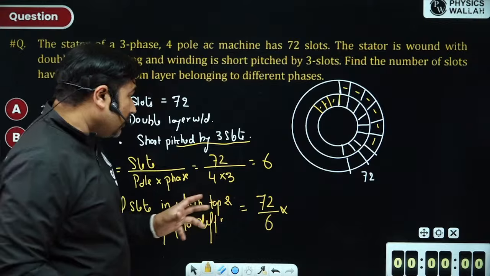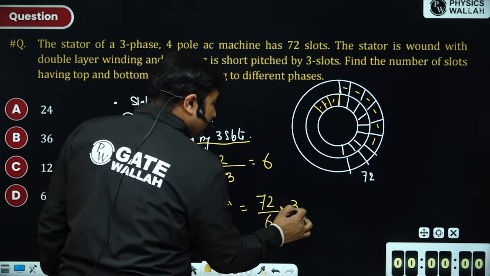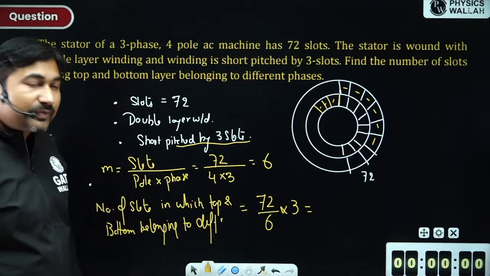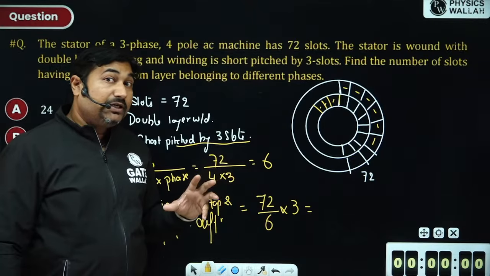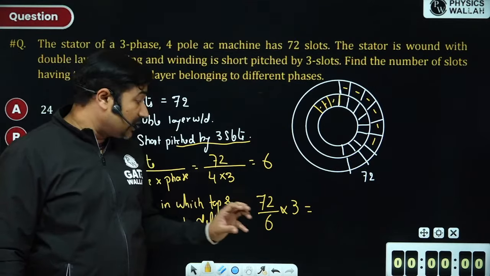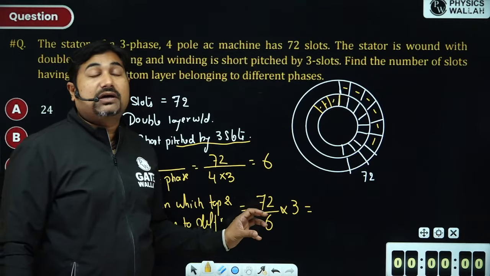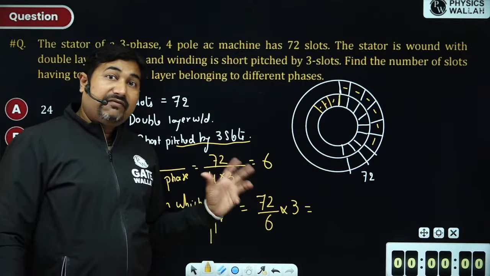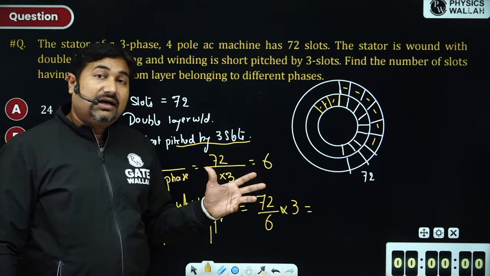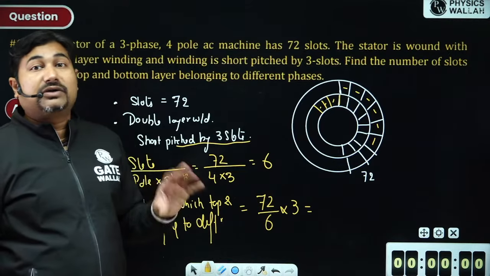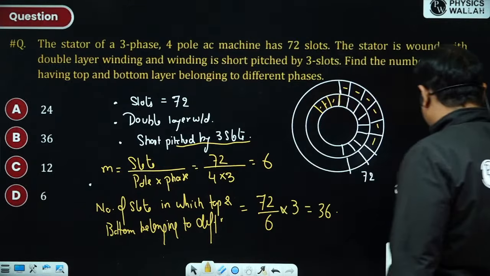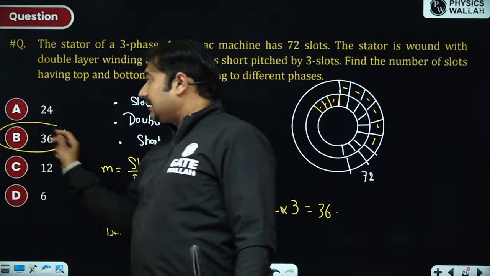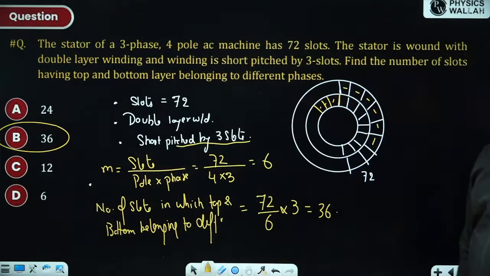And out of 6, every 3 slots are short pitched. Is it okay? Yes, sir. So out of the total 72 slots, how many possible combinations are there? There are 12 such combinations possible with 6 slots per pole per phase. So there are 12 combinations, and in every set of 6 slots there are 3 slots which belong to different phases. So I have just multiplied. How many slots have top and bottom layers belonging to different phases? That is 36. Hoping all of you are able to understand it.